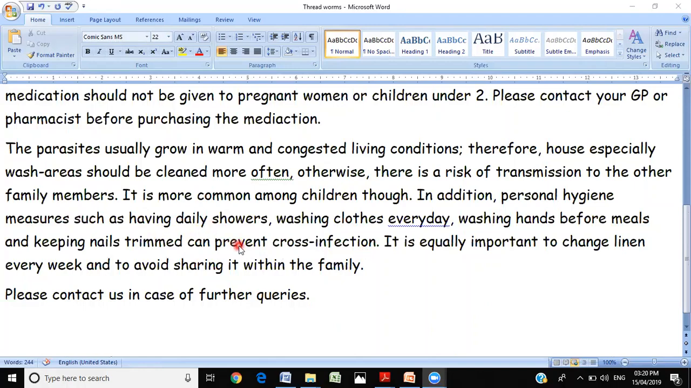And then the description of it. It is equally important to change linen every week and to avoid sharing it within the family. Because writing is all about writing concisely, not writing too much in detail, not converting every bullet point into a sentence, but transforming the case notes into a letter which should not be longer than 220 to 230 words. Not longer than that.